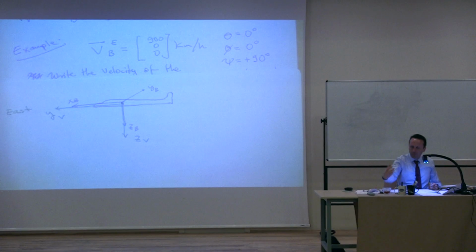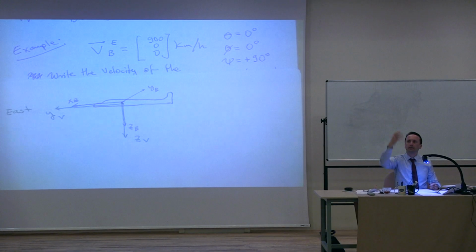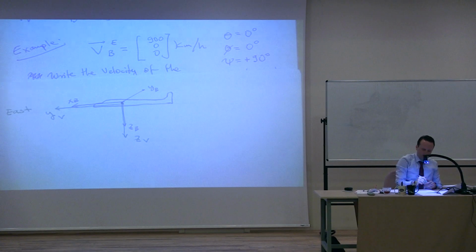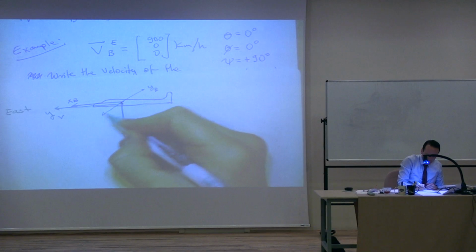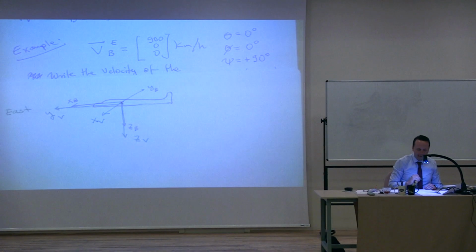Into the plane or out? Out of the plane. Why is that? Take your right hand. Go from X to Y, Z is pointing down. Therefore, X is pointing towards us, right? So I'm going to plot it like that. X is pointing towards us, XV.